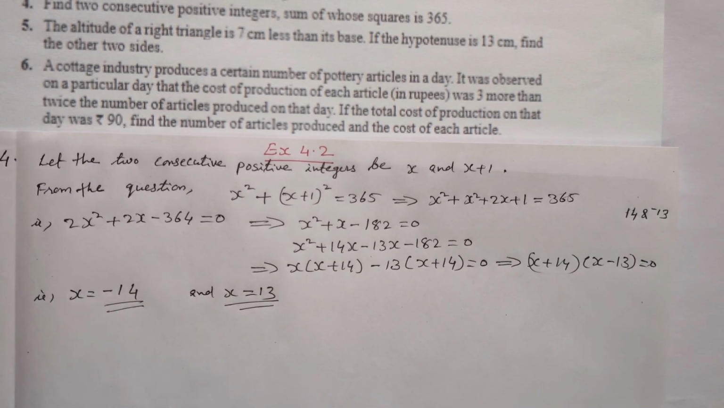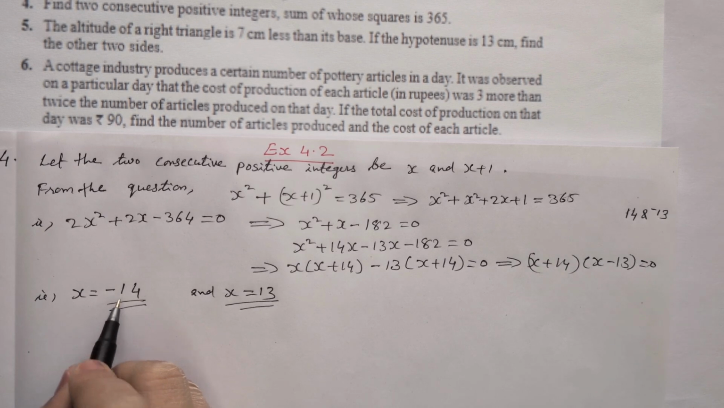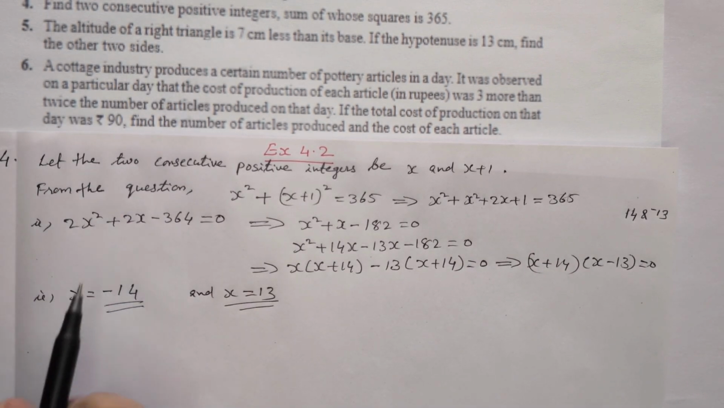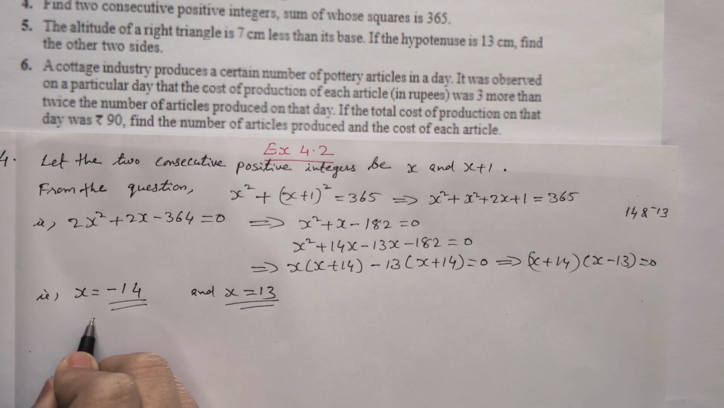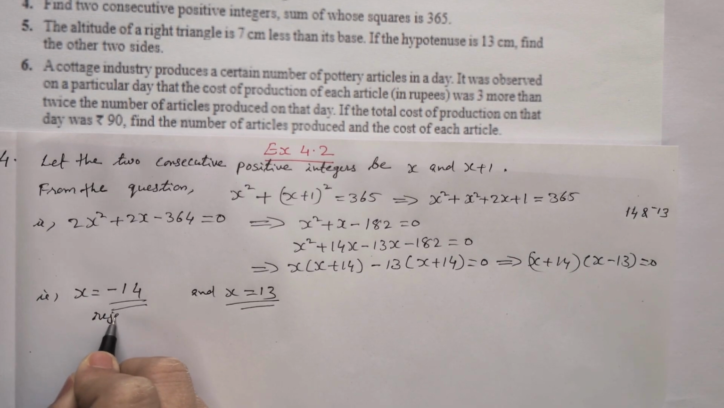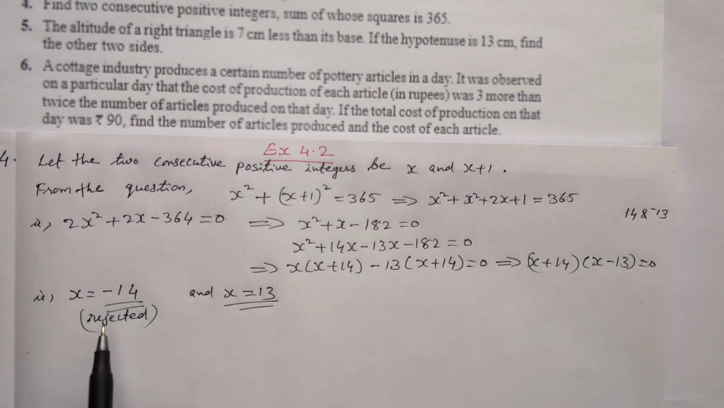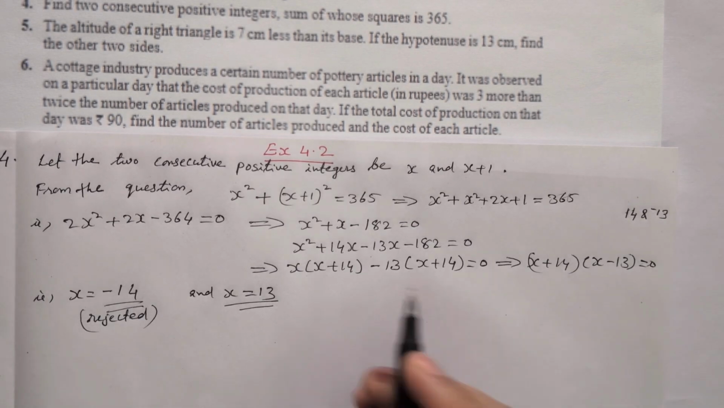Here x is equal to minus 14, that we cannot take because it's a negative integer. Here in the question it's given as positive integers. So this we can write as rejected. Because of that negative integer, we rejected that. Then the only value is 13. So we can take the first integer, that is 13.